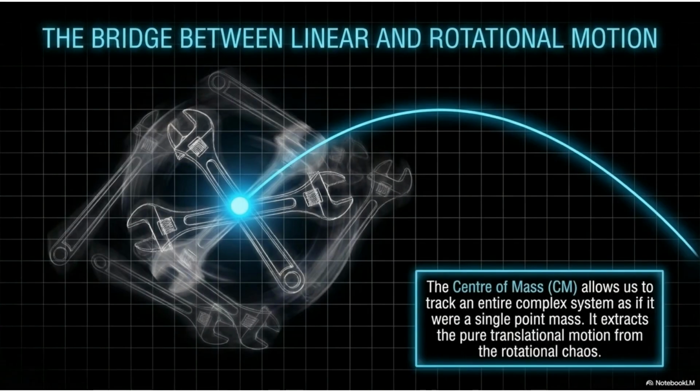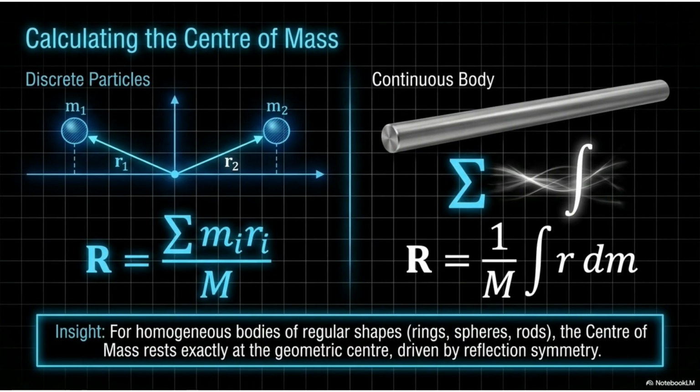How do we bridge linear and rotational motion? We use the center of mass. This concept allows us to track a complex system as if it were a single point mass, extracting pure translational motion from the chaos of rotation. We calculate the center of mass by taking the weighted average of the positions of all particles. For continuous bodies, this involves integration. For objects with high symmetry, the center of mass simply rests at the geometric center.